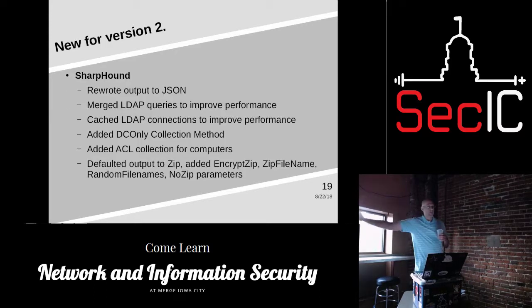For the SharpHound side of it, the ingester half, like I said, they defaulted output to zip. They also added an encrypt zip option, a zip file name option, and a few others. Performance improvements are in there, and then they rewrote the output to JSON.